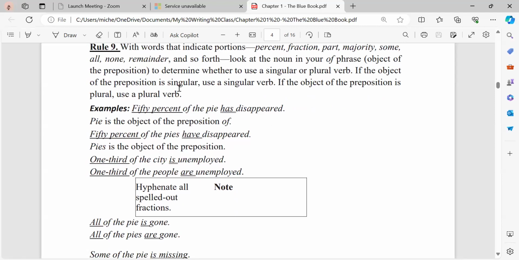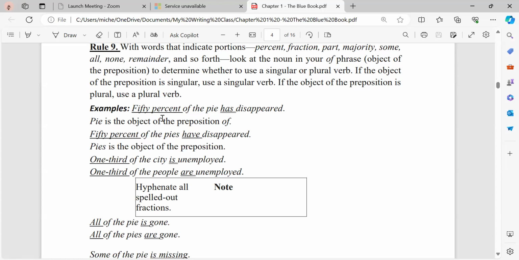So, for example, here are the examples right here. 50% of the pie has disappeared, and 50% of the pies have disappeared. Technically, the word 50% is the same, but we're not looking at this 50%. We need to see what the phrase after the word "of" is, which is pie. Pie is the object of the preposition "of", and pie here is singular. That's why we have to use a singular verb as well, which is "has".